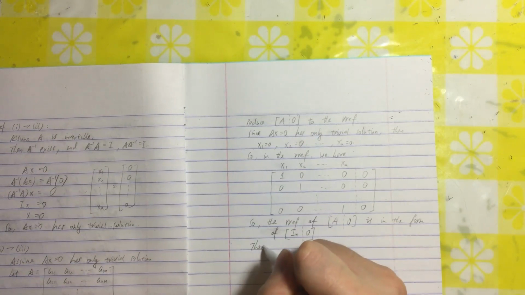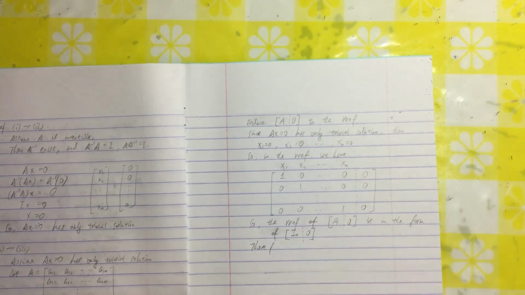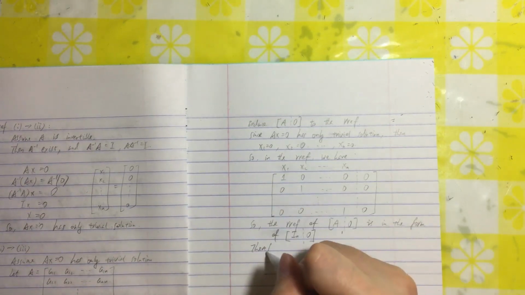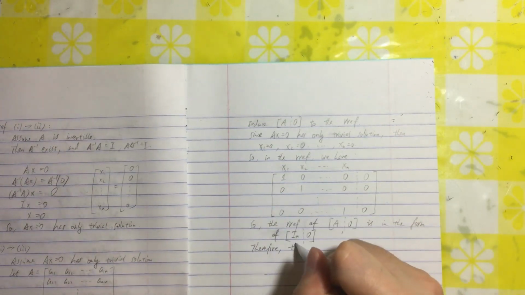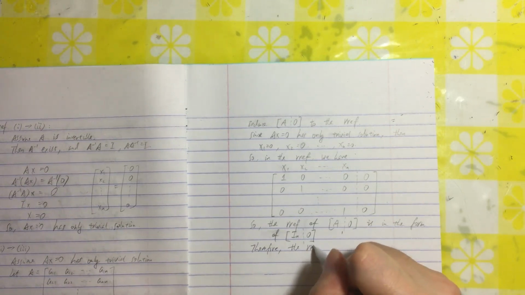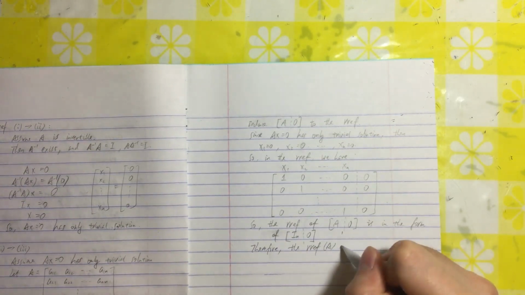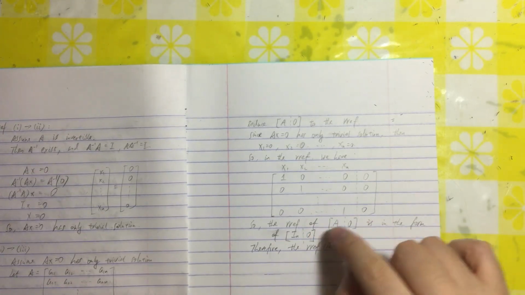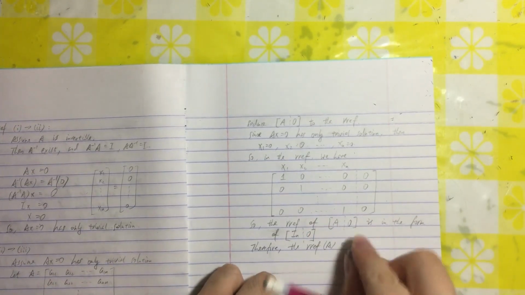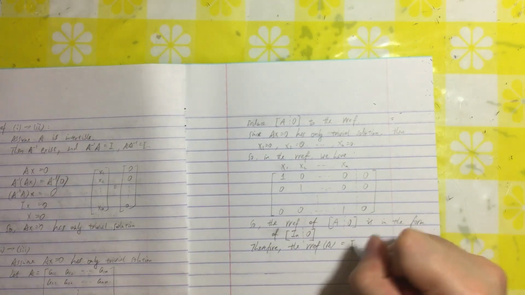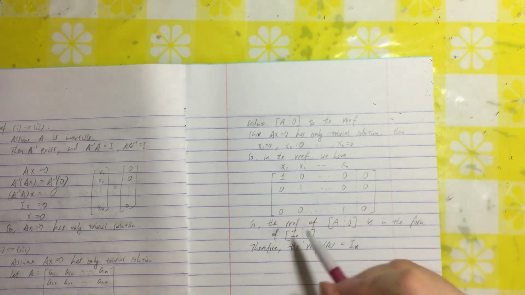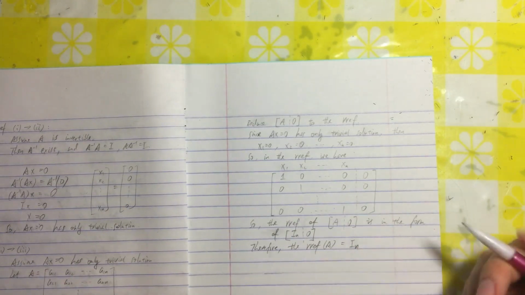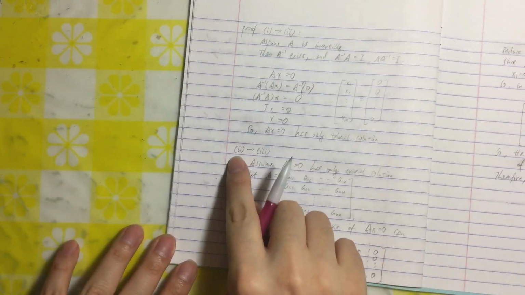Therefore, the reduced row echelon form of A is I_n. Therefore, if we ignore the column of 0, the reduced row echelon form of A is I_n. That's a proof that 2 implies 3.